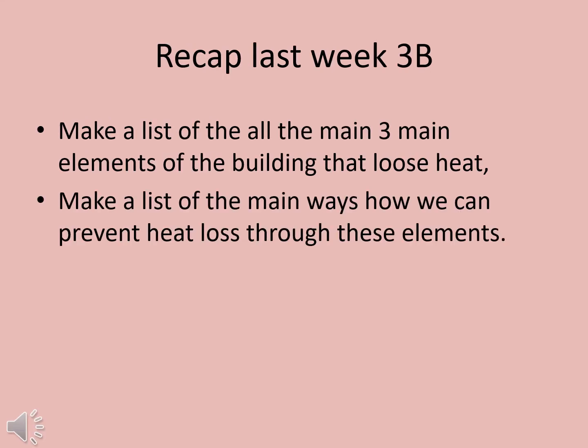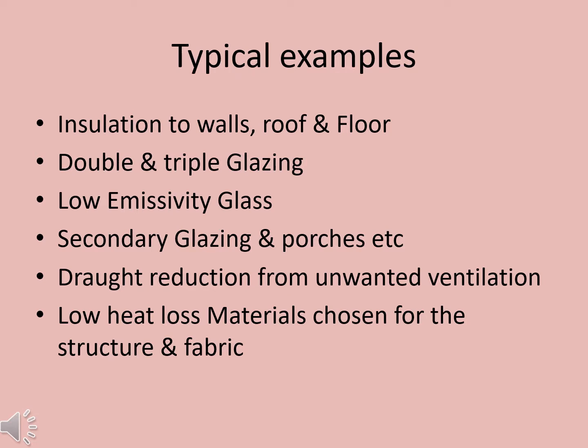Last week we discussed the three main parts of the building that lose heat. Try to remember the main ways we can prevent heat loss through these elements. The main elements that allow heat loss to occur are windows, doors, floors, roofs and walls. The main ways we can prevent heat loss through these elements are by 1. Providing insulation to walls, roof and floor.